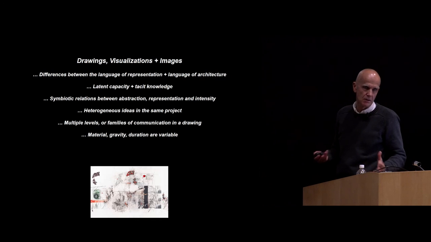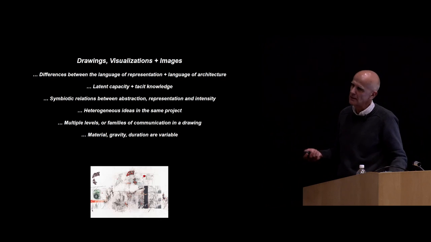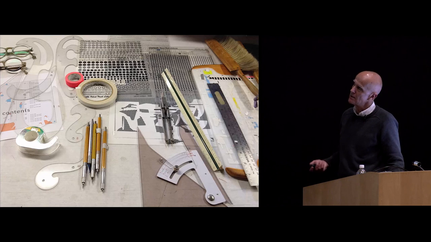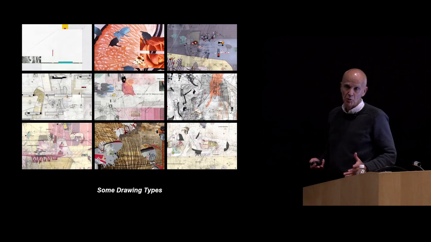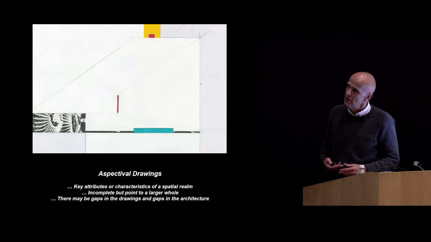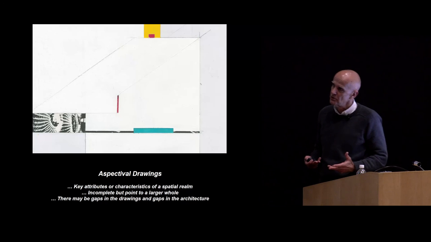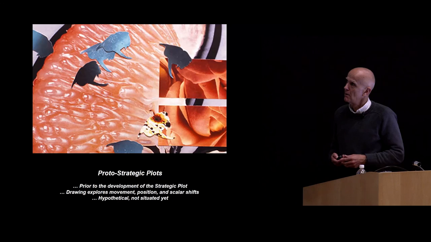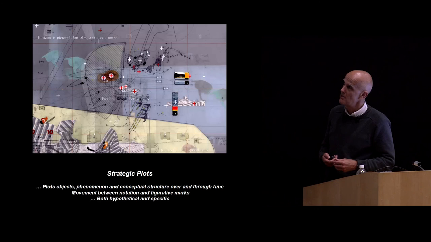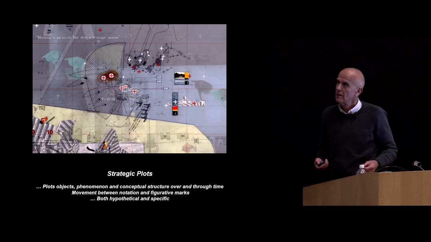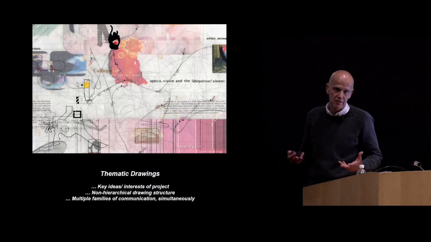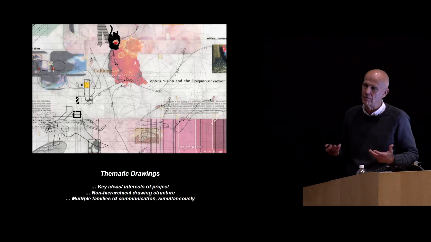of me as someone who draws and uses the drawing to do something. Sometimes the work table looks a little like this. I've developed drawing types for myself, which are helpful, from aspectival drawings in which you're drawing the critical aspects of something, to proto-strategic plots in which I was trying to figure out the problem of plotting things over and through time, to strategic plots, to thematic drawings in which I'm just trying to visualize the key interests of a project before there's any formal or material attitude.